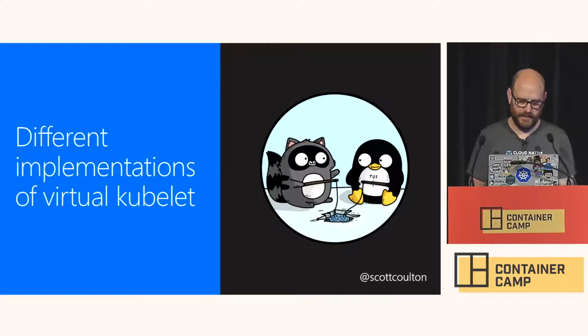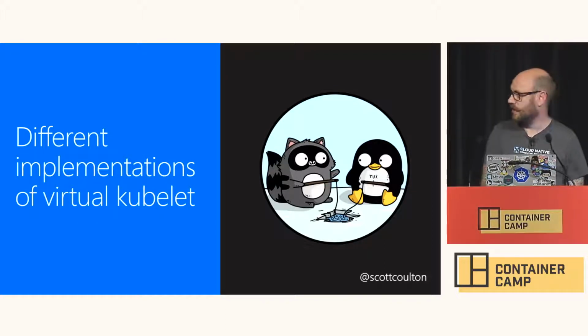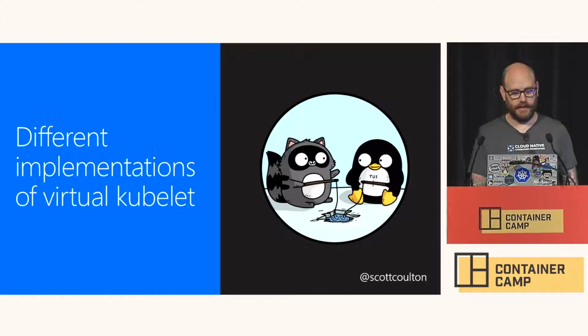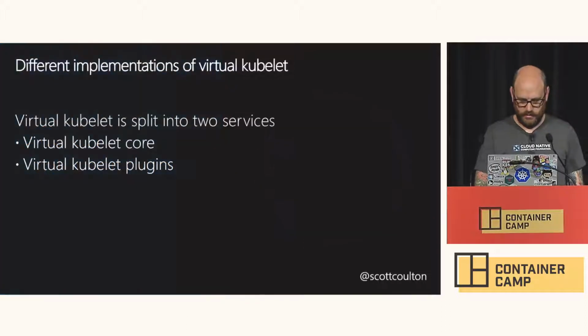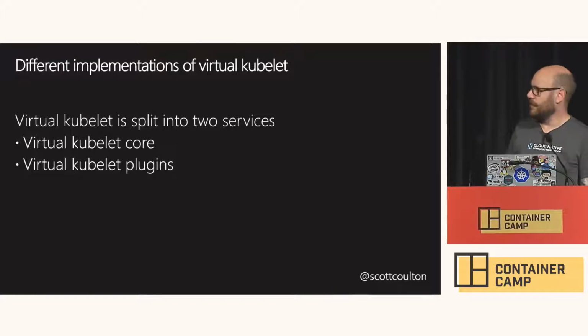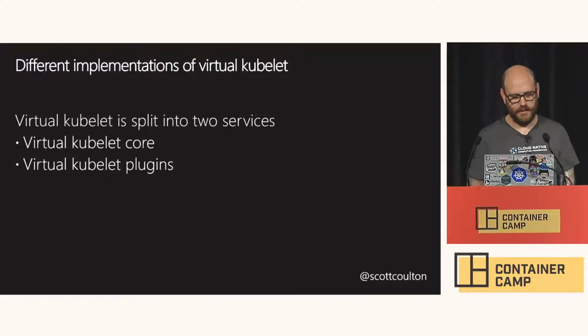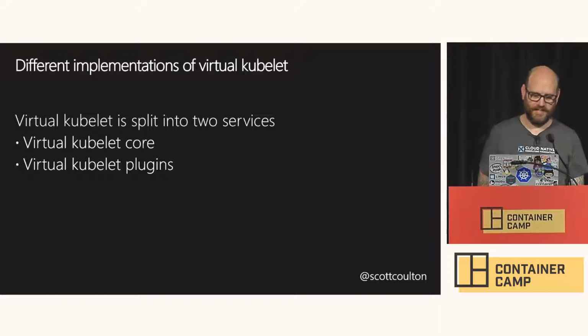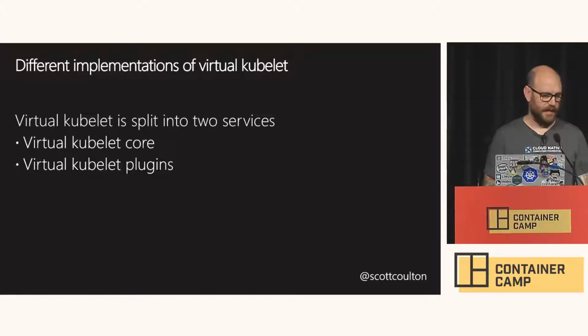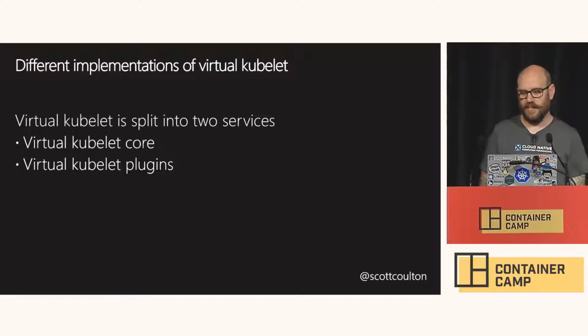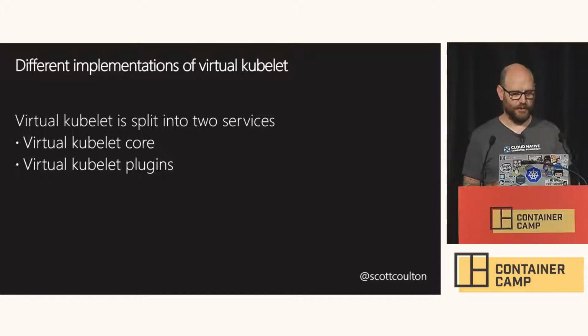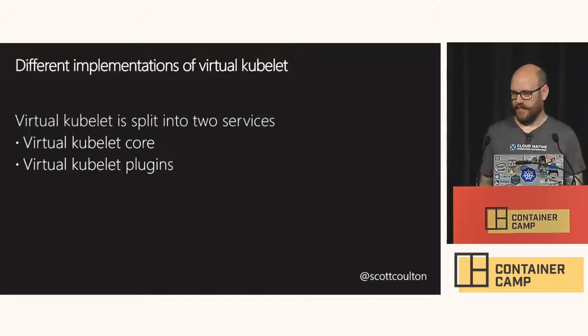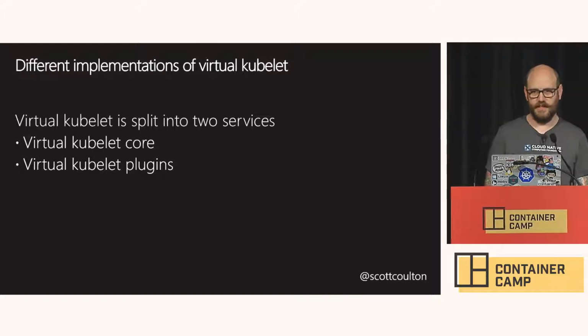So there's different implementations of Virtual Kubelet, depending on the cloud provider. But before I talk about the implementations, Virtual Kubelet's been split into two things. There's Virtual Kubelet Core, which you can find under virtual-kubelet/virtual-kubelet inside GitHub. And there's Virtual Kubelet plugins. They have just been moved out of tree, so they're no longer in the tree of Virtual Kubelet. And each cloud provider or open source contributor can contribute to the cloud of their choice.